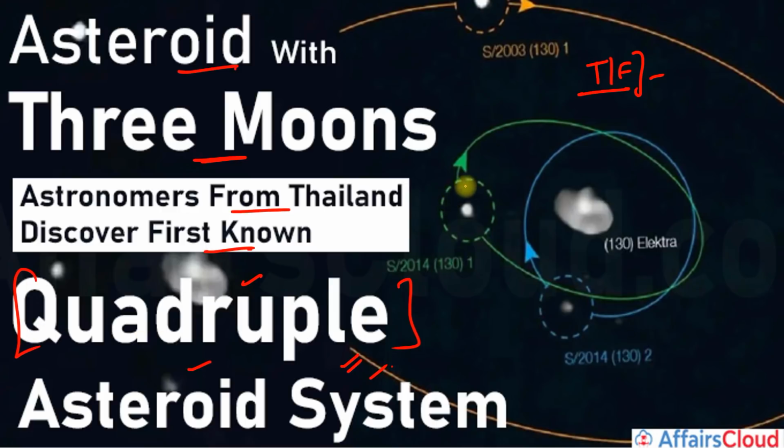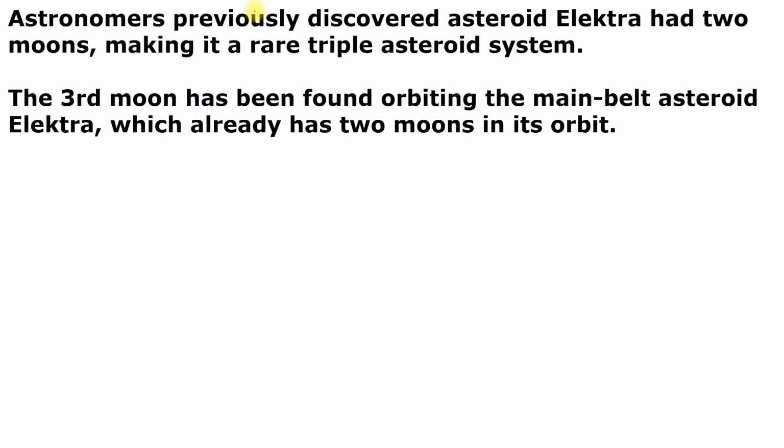We already knew the asteroid 130 Electra. You have to remember this name. This is very important. Electra, you can see here the picture of Electra. This was very special. Why was it special? Because astronomers previously discovered that asteroid Electra had 2 moons, making it a rare triple asteroid system. One is Electra and 2 are moons, so it becomes a rare triple asteroid system.